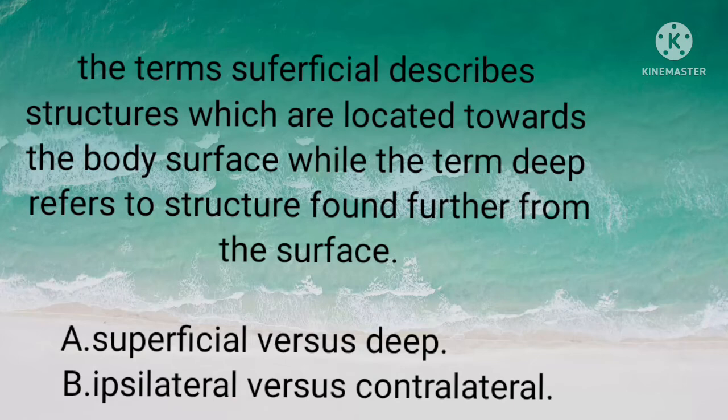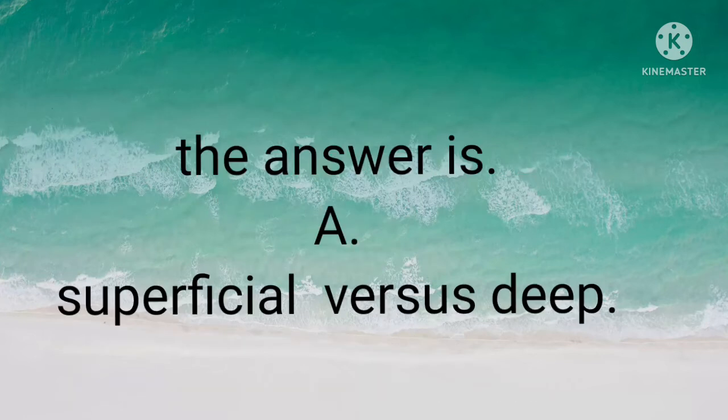The term superficial describes structures which are located towards the body surface, while the term deep refers to structures found farther from the surface. A. Superficial versus deep. B. Ipsilateral versus contralateral. The answer is A. Superficial versus deep.